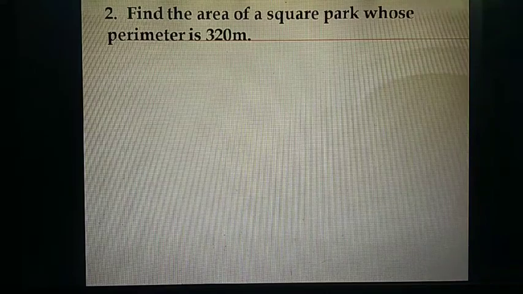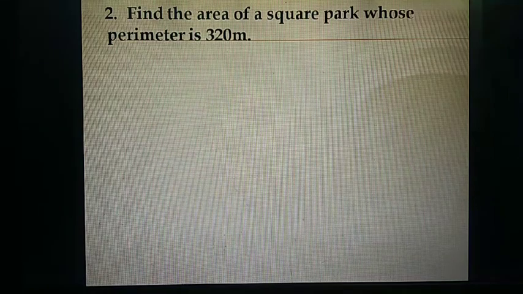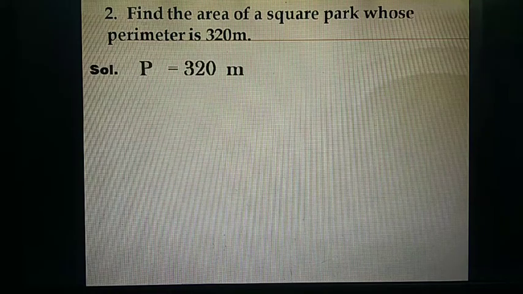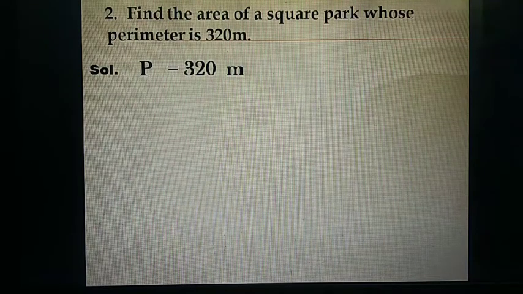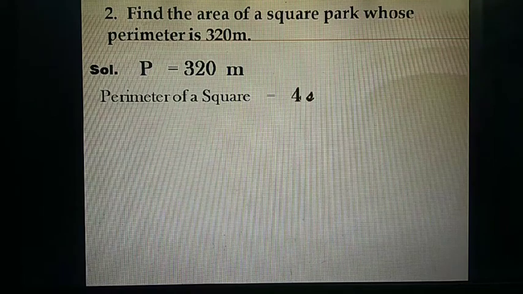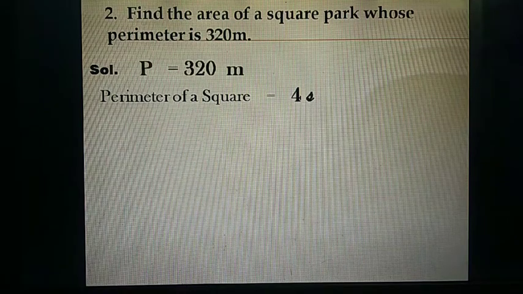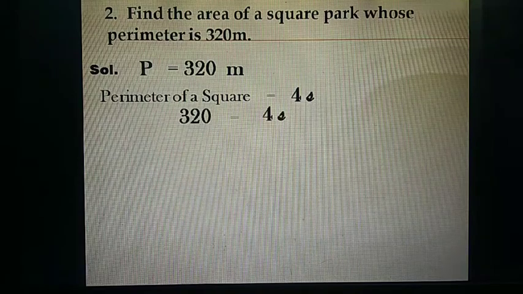Question number 2. Find the area of a square park whose perimeter is 320 meter. We are supposed to find area and the perimeter is given to you. So we will use the formula for perimeter. First you will find the value of side and then we can find the area. Perimeter of a square means 4 sides. Here perimeter is 320. Write it on left hand side. 4s will come as it is.